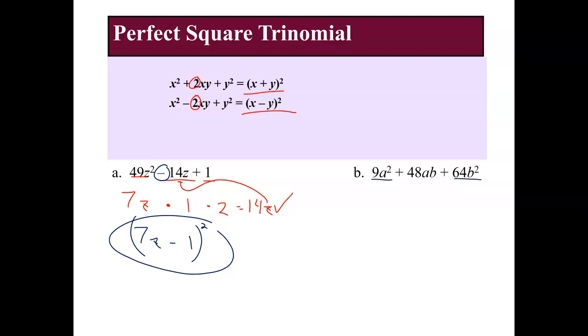Perfect square, perfect square. What's the square root of 9a squared? What's the square root of 64b squared? If I multiply those and double it, do I get 48ab? Yeah. So since that's my middle term, I take the two square roots. Is it going to be plus or minus? Plus, because my first sign is plus. Done. Easy peasy lemon squeezy.